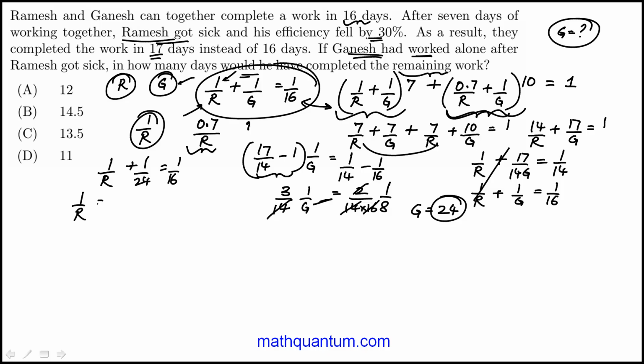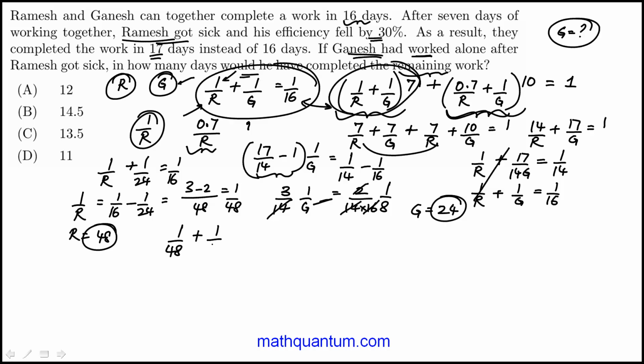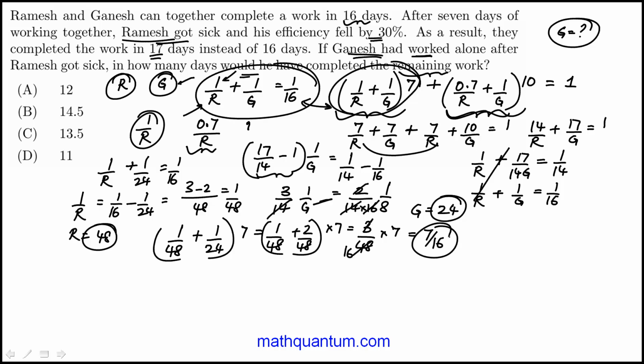So 1/R is equal to 1/16 minus 1/24. You'll see common denominator 48. So 1/48. So R is 48. So if he had worked alone, how many days would it take to complete the remaining work? So I can figure out the fraction of work that they completed in those first 7 days. So this is 1/48 plus 2/48 times 7. So that's 3/48 times 7. So they've done 7/16. So Ganesh has to do the remaining, which is 9/16 of the job.